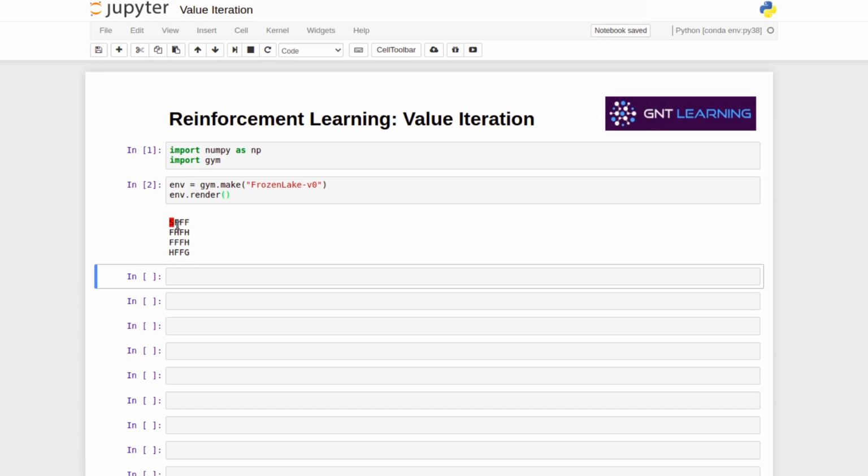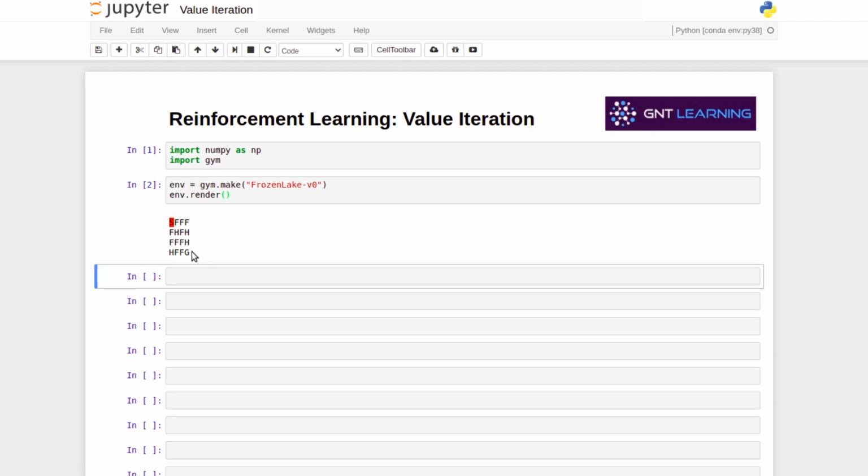S is the starting position, F is the frozen lake, H is holes that you can fall into, and G is the goal. The goal for this system is to help the agent navigate from the start position to the goal without falling into a hole. What makes this a little more challenging is that there's not a deterministic behavior. When they try to walk across the frozen lake, they slip and slide and go in random directions.